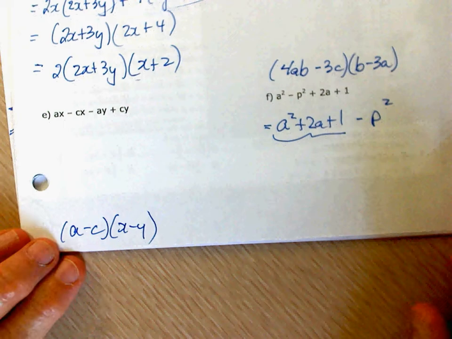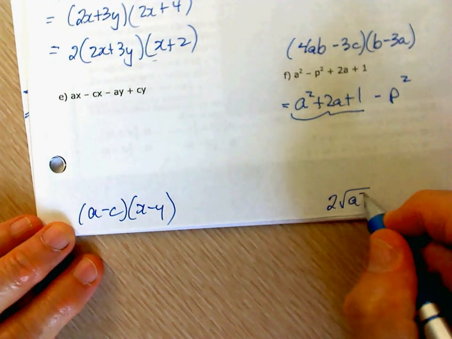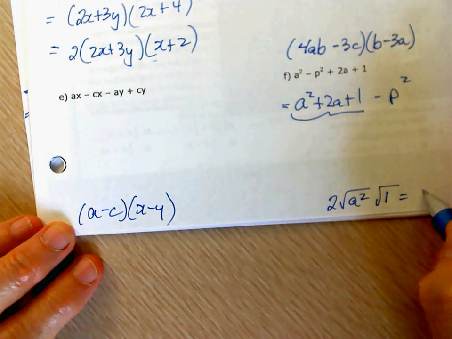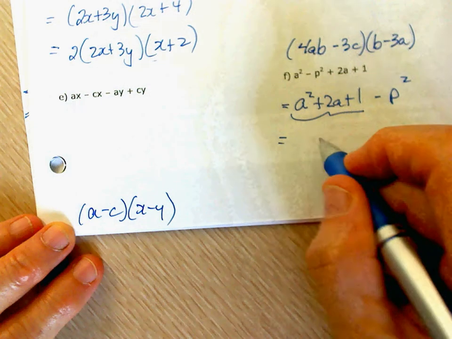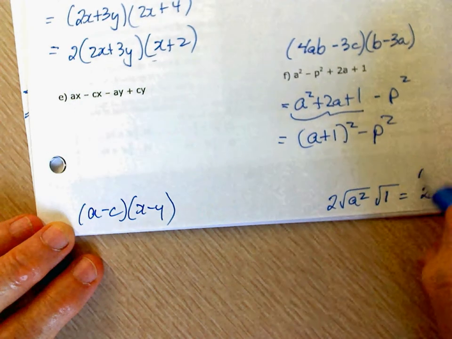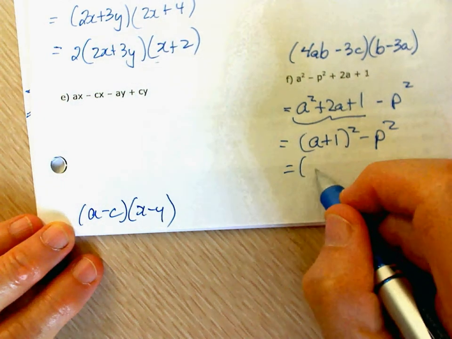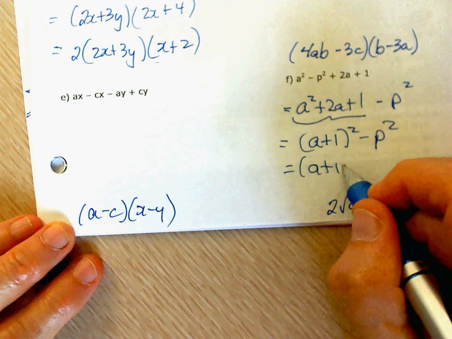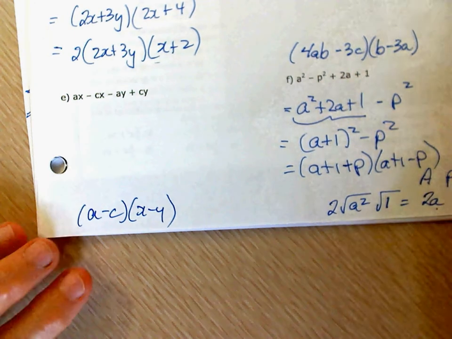2 times the square root of a squared times the square root of 1 equals 2a. That's the middle term. So now we have a plus 1 squared minus p squared, a difference of squares. So now it's easy to factor, right? Just watch out for these tricky ones.